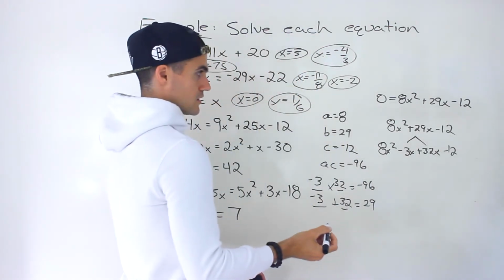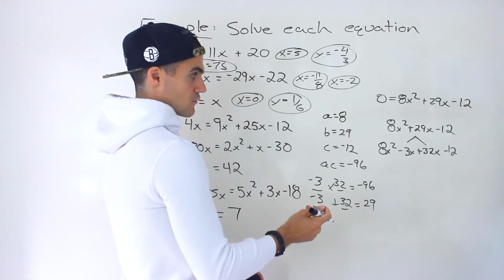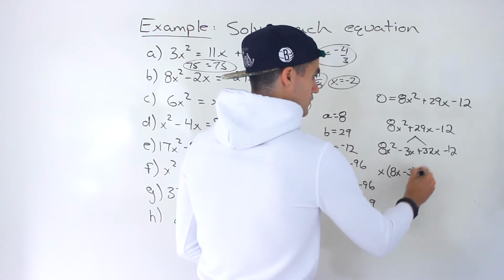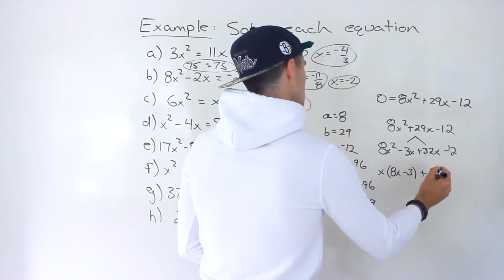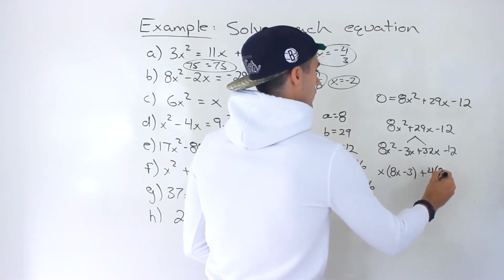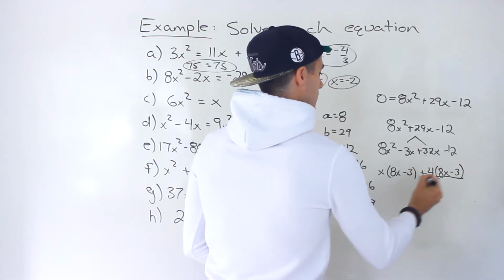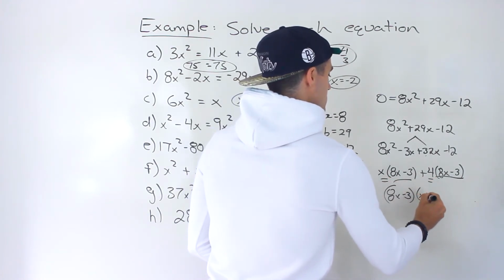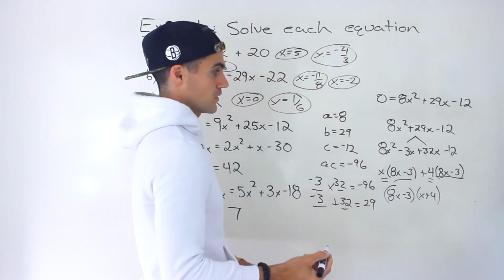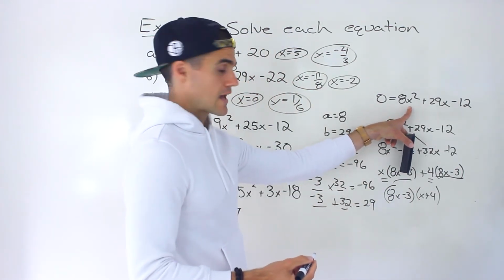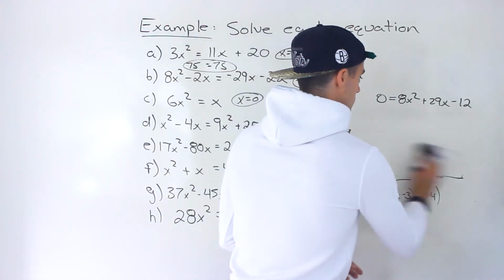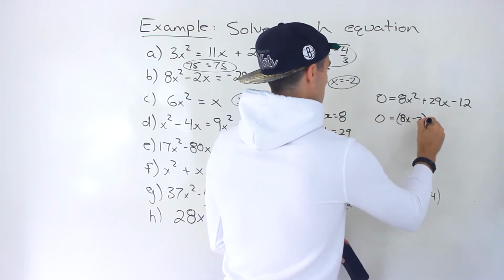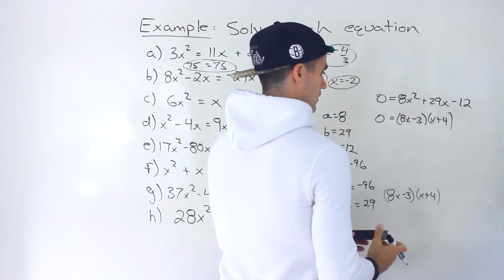Sorry, that's minus 12, right? Give me a sec here. Yes. So from here, factoring by grouping, we could take out an x from these two, and from these two we could take out a 4. Like that. Then we could take out an 8x minus 3. Then we're left with an x plus 4. So this right side factors into those two values. So we'd end up with 0 equals 8x minus 3 times x plus 4, like that.